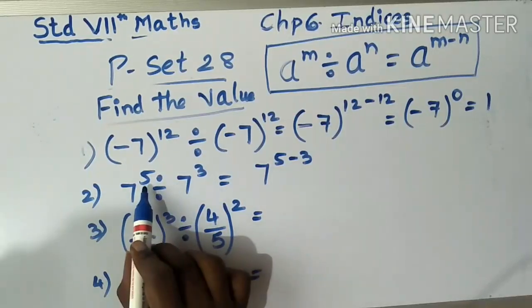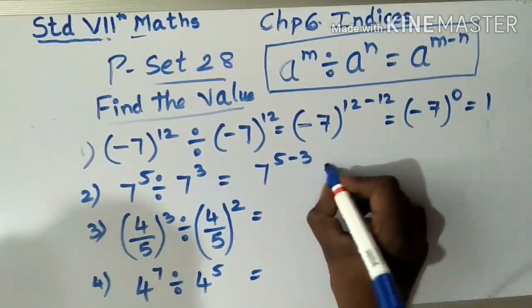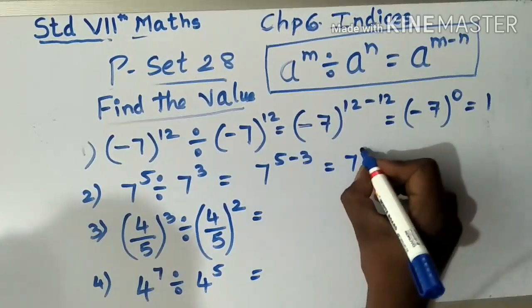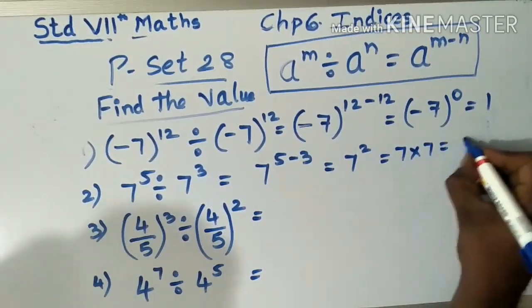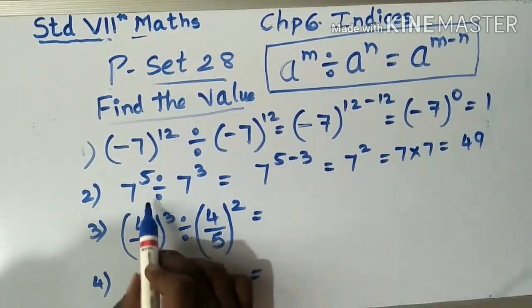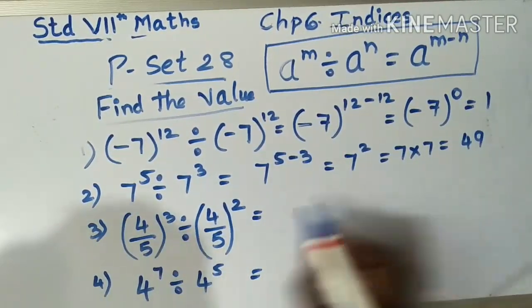Next, 7 raised to 5 minus 3. Base is 7, indices are 5 and 3. So it will become 7 raised to 5 minus 3, which is 7 raised to 2. Now how much? 7 into 7, it is 49. So the value for this is 49.